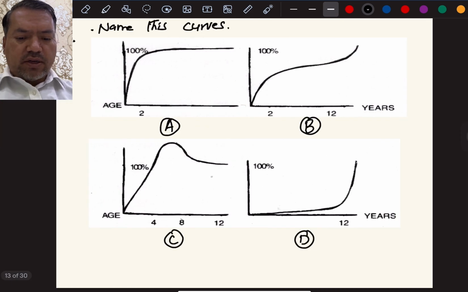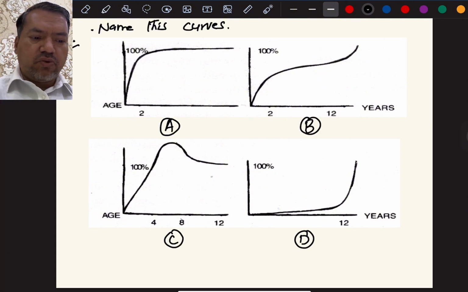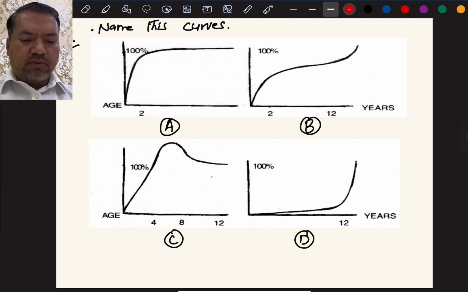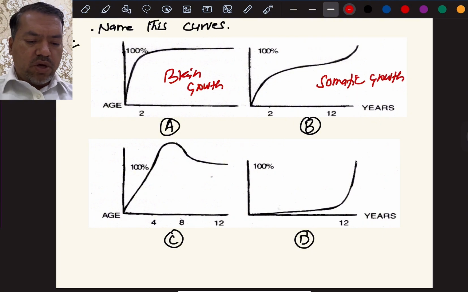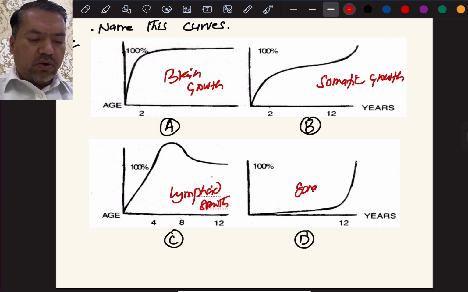Now another one is: name this curve which is shown here in the picture. This is one of the favorite questions from the pediatric side. Now see there, these are the different types of growth curves of the different tissues and organs in our body. The first one is A. This is brain growth. The second is called somatic growth. The third one is lymphoid growth, and the fourth one is called gonadal growth.